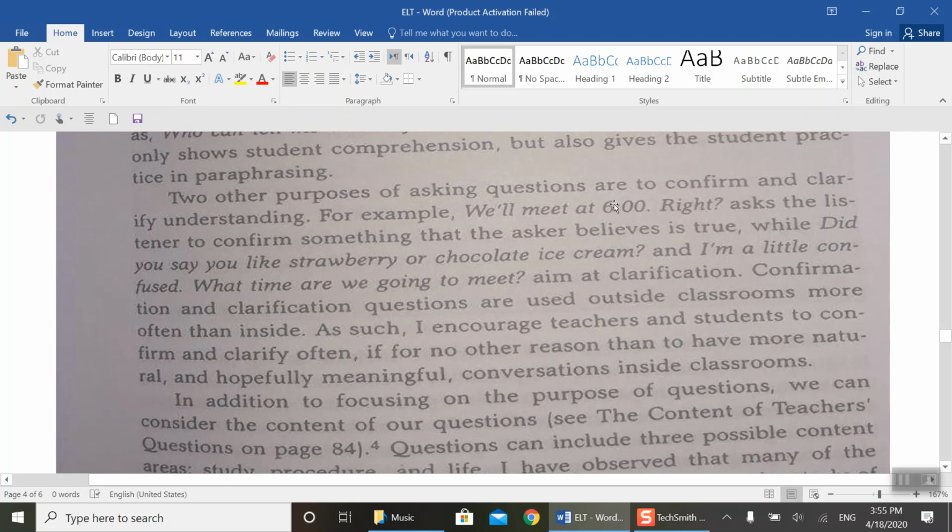Two other purposes of asking questions are to confirm and clarify understanding. You see? Confirm and what? And clarifying understanding. For example, we all meet at 6, right? asks the listener to confirm something that the asker believes is true. While did you say you like strawberry or chocolate ice cream? And I'm a little confused. What time are you going to meet? Aim at clarification. You see, confirmation and clarification questions are used outside the classroom more often than inside. They are very easy. How to confirm a question: confirmation, clarification.